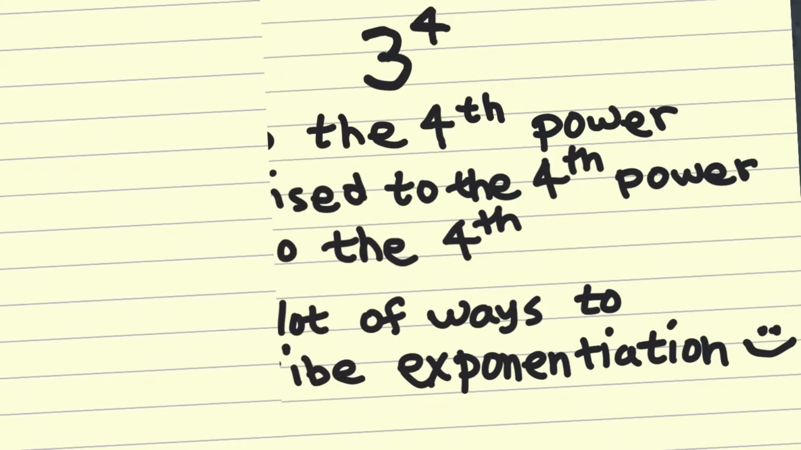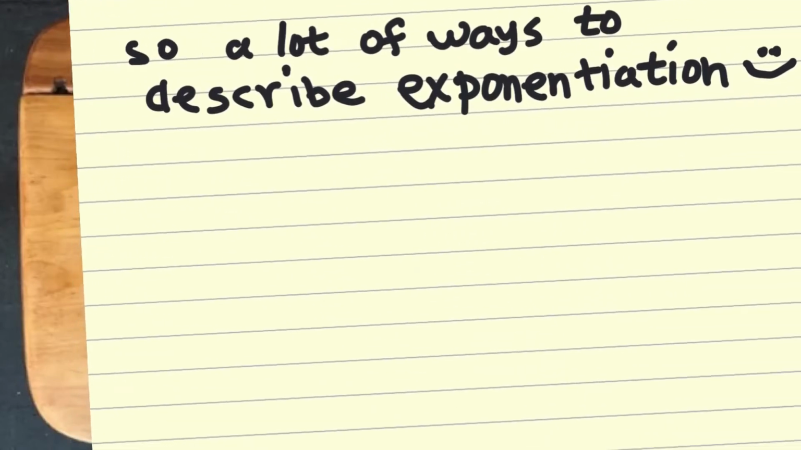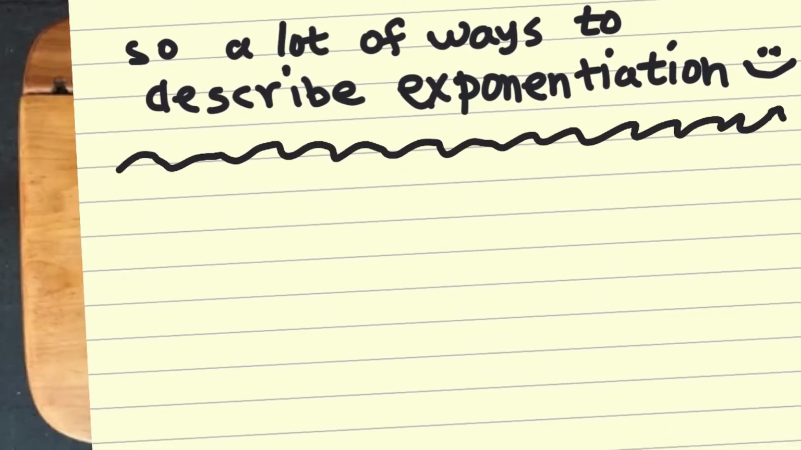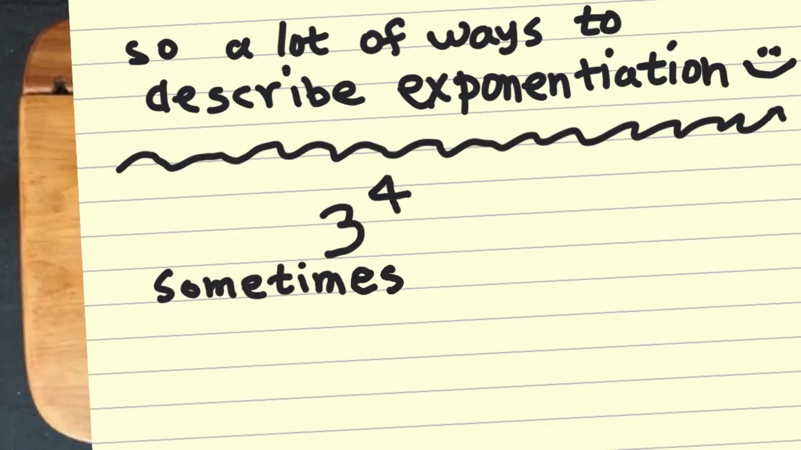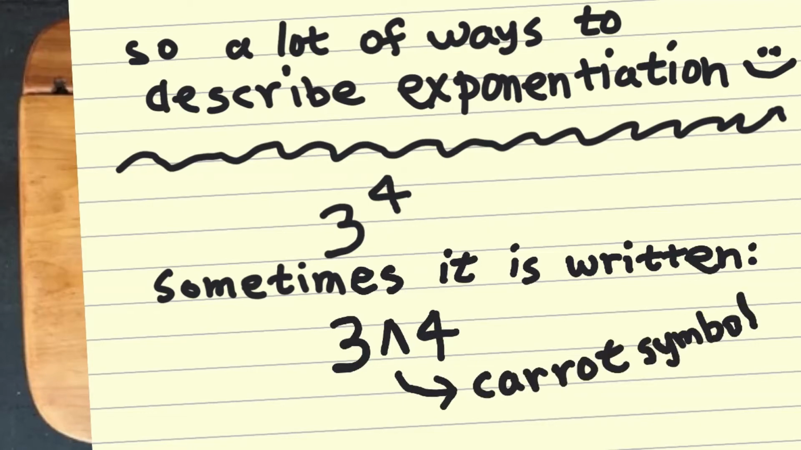Okay, let's get back to the main program here. There's another symbol that we sometimes use to describe exponentiation. Sometimes it's written like this. That funny symbol is called the caret symbol. It means raise 3 to the 4th power.